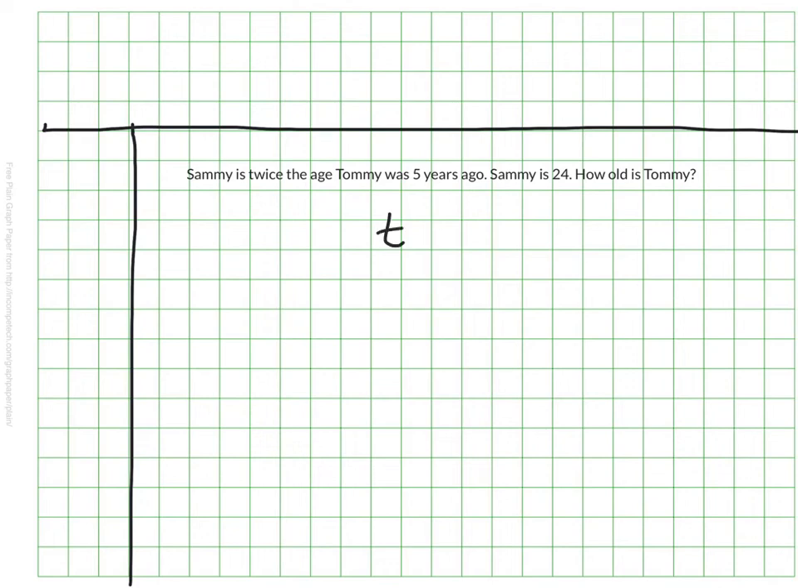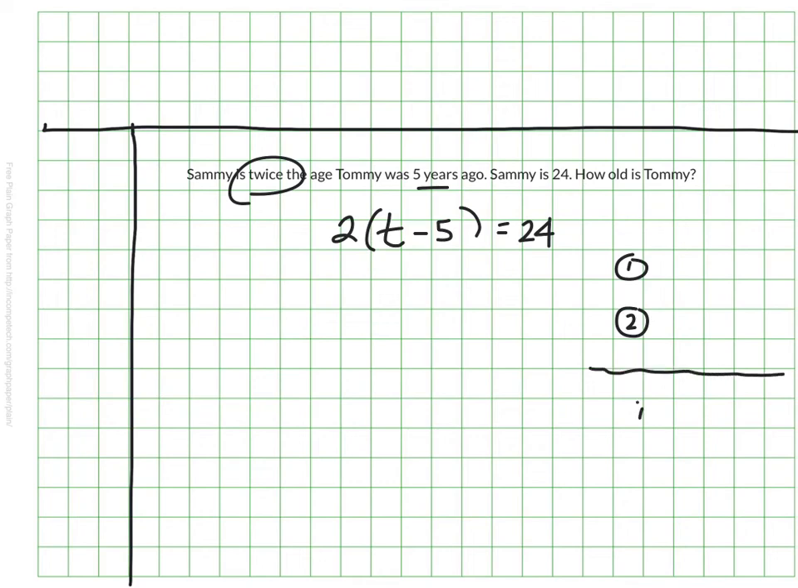We don't know Tommy's age, so I'm going to use his name as our variable, but we know that we're starting by comparing it to his age 5 years ago. So I need to subtract 5 from whatever age he is now. And then Sammy is twice all of that. So I'm going to go ahead and multiply all of this by 2. And we know that Sammy is 24, so there is our equation. Take a moment and write down what operations we have to do first, and then think about how you're going to reverse that to solve and figure out Tommy's age.